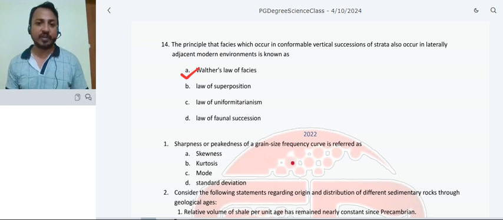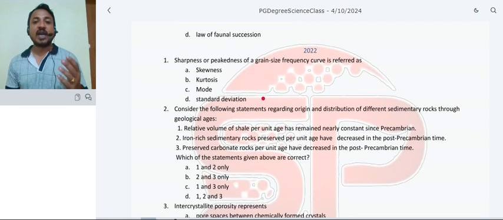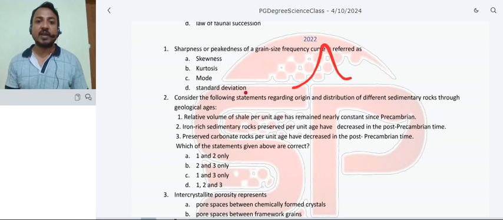This was from 2023. Then comes 2022. The sharpness and peakedness of grain size frequency curve is referred to as? So sharpness or peakedness, it is like this. This is a curve that is represented by kurtosis. Skewness measures the degree of symmetry. The answer will be kurtosis.